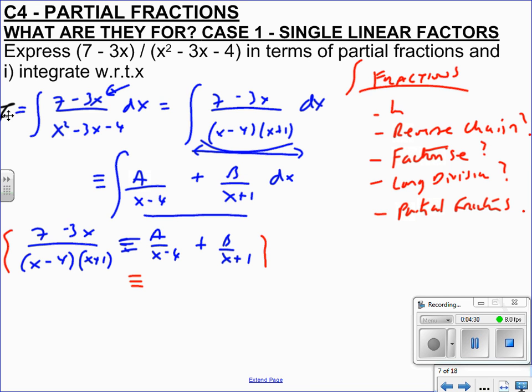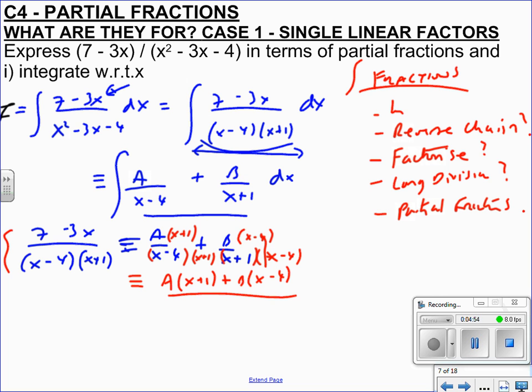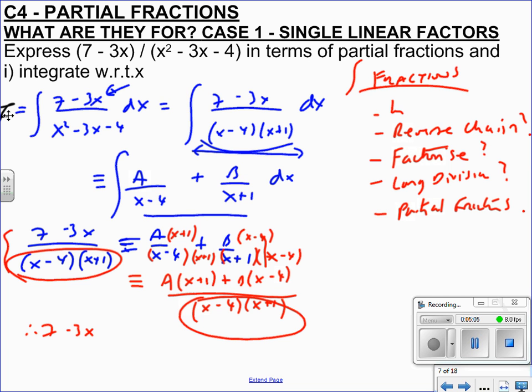How could I do that? Well, I need to make the denominators the same, don't I? So this is missing. In other words, we're putting fractions together in reverse. So a is missing an x plus 1 on top and bottom, and b is missing an x minus 4 on top and bottom. Now they've got the same denominator, which means I can put them together. x minus 4, x plus 1. Perfect. Bottoms are the same, and therefore tops are the same. So therefore 7 minus 3x is the same as a(x plus 1) plus b(x minus 4).